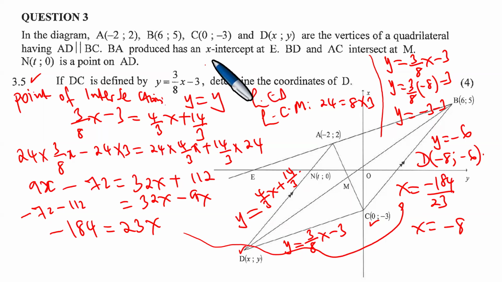I know that somebody will be like, if I'm asked here to find the coordinates of D, we can use lots of things. We can use lots and lots of properties of quads. But remember that here the examiner told us that these are vertices of a quadrilateral having AD parallel to BC, and BA produces an x-intercept at E. So what is very important is that these are the coordinates of the point D, and D is a point in the third quadrant in which both x and y are supposed to be negative.